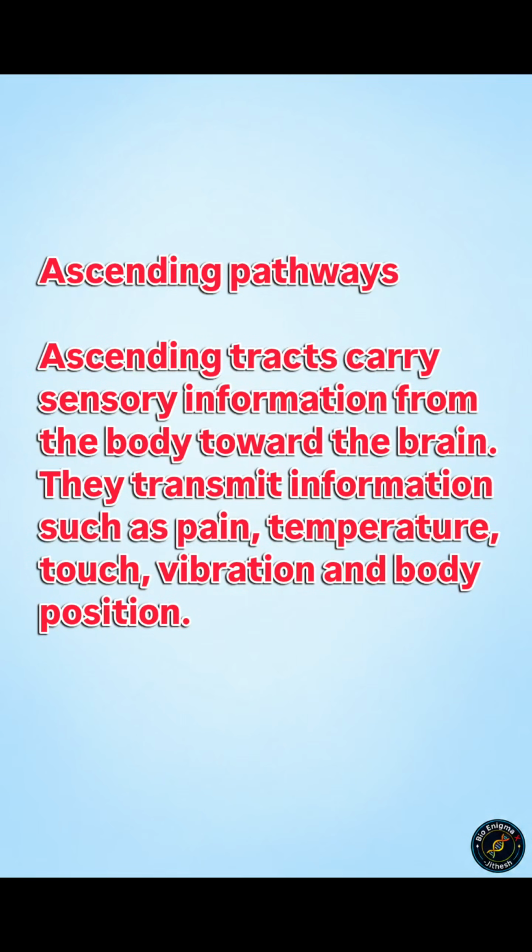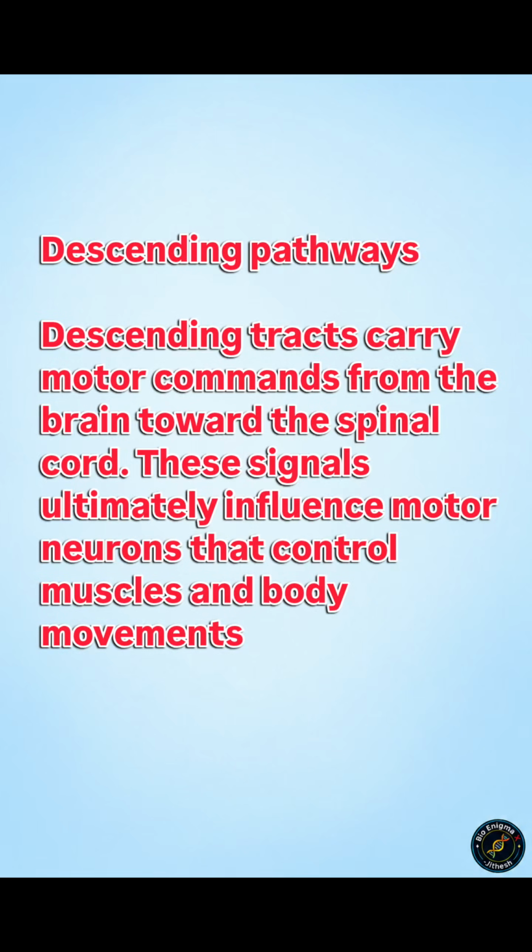Ascending pathways. Ascending tracts carry sensory information from the body toward the brain. They transmit information such as pain, temperature, touch, vibration, and body position. Descending pathways. Descending tracts carry motor commands from the brain toward the spinal cord. These signals ultimately influence motor neurons that control muscles and body movements.